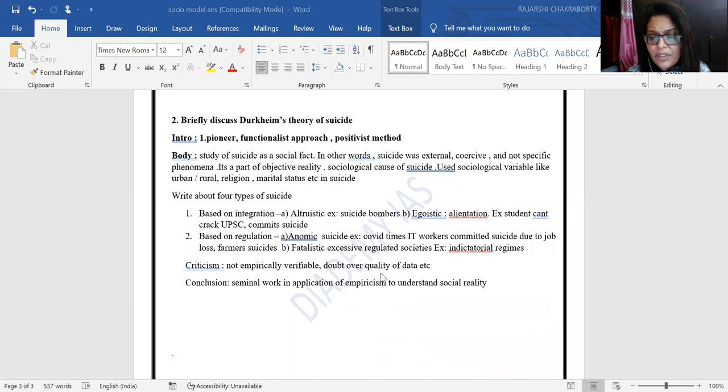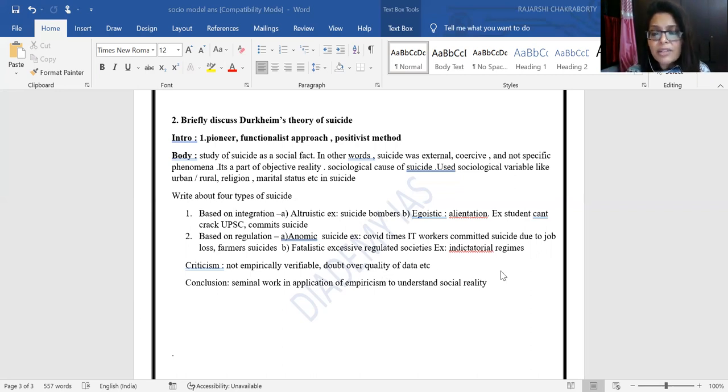Egoistic, where people have a very low level of integration, who are alienated from society. For example, a student who cannot crack UPSC commits suicide because he feels he's an outcast, left out from the society. Similarly, based on regulation, when suddenly there is lack of regulation in the social order, like in COVID time, suddenly there was a lockdown and lots of people lost their jobs, and there were a number of incidents where people killed their entire families and killed themselves. So that was one kind of anomic suicide. Try to relate with such examples, only then will the examiner know that this person has understood and is trying to interpret the current phenomena in terms of the theory that he has studied.